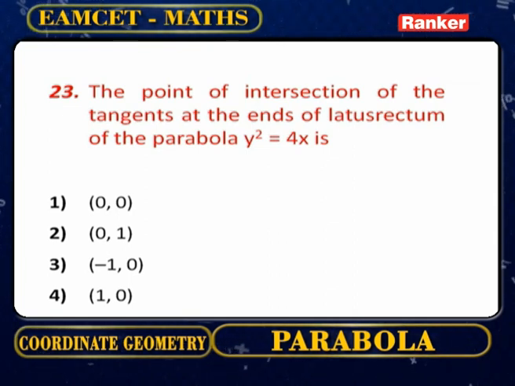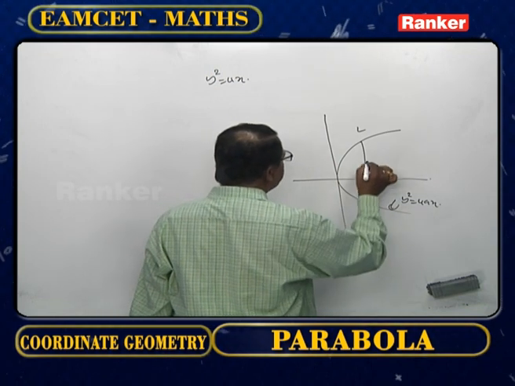The point of intersection of tangents at the ends of the latus rectum of the parabola y square equals 4x. Suppose the parabola equation is the standard equation y square equals 4x, and L dash is the latus rectum.